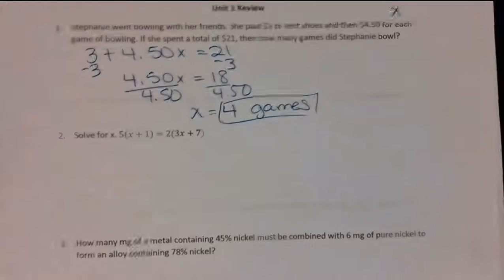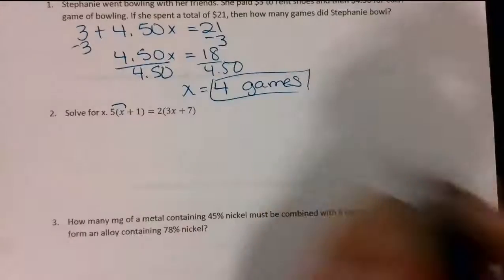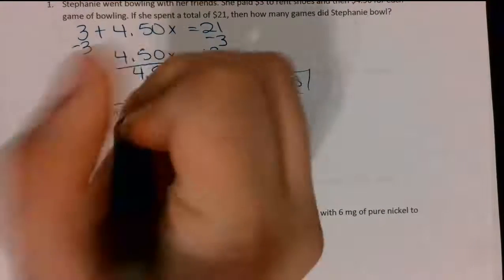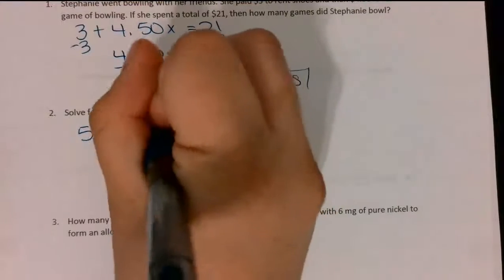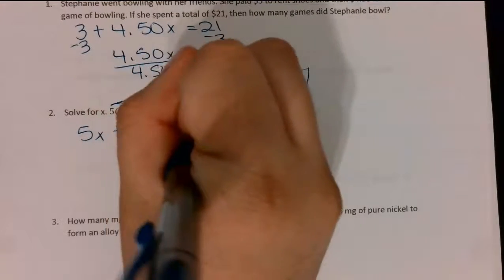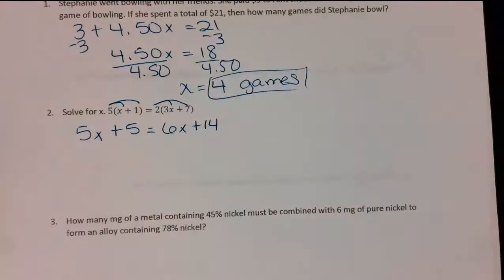Okay. Number 2 wants me to solve for x. Both sides of the equation have numbers outside the parentheses, so what I want to do is go ahead and distribute in. I have 5 times x, which gives me 5x, 5 times 1, which gives me 5, 2 times 3x, which gives me 6x, 2 times 7, which gives me 14.